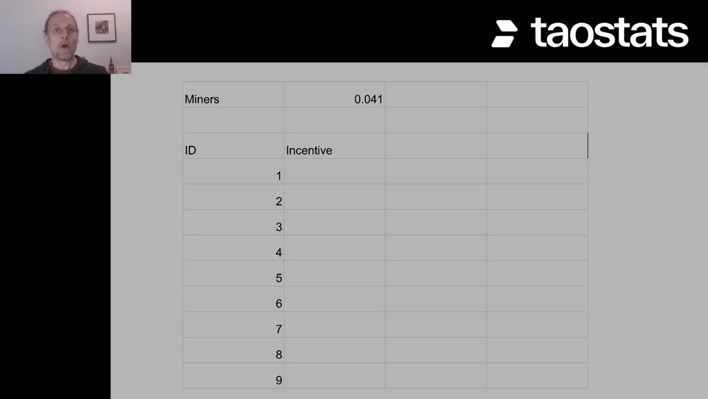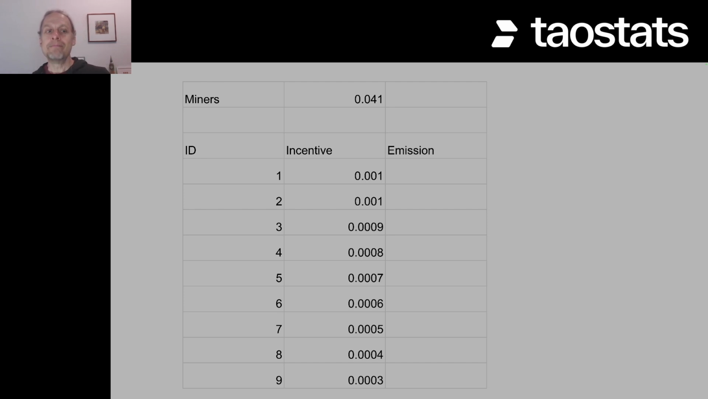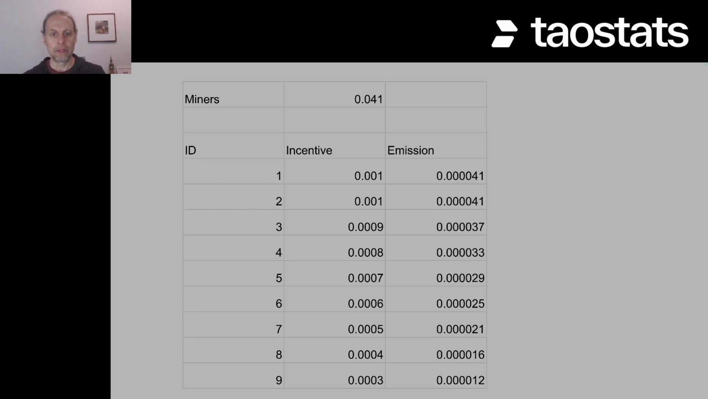Let's walk through a sample with just 9 miners just to make it simple. We're going to say that in this subnet, the miners every block receive 0.041 tau. I've made up some incentive numbers. And so these incentive numbers would theoretically add up to 1 across all 200 miners. And so to figure out the emission, because it's a percentage, it's literally just math, right?